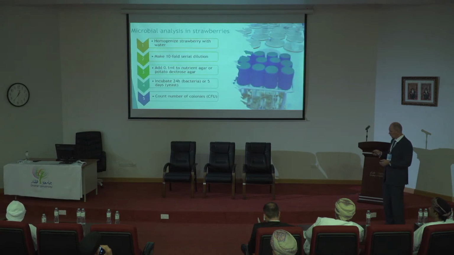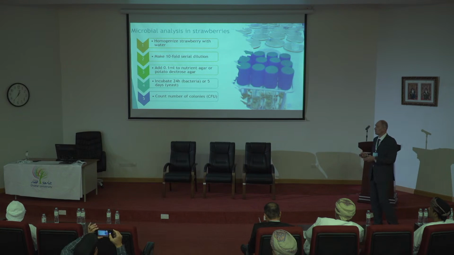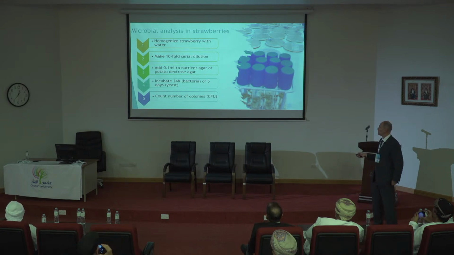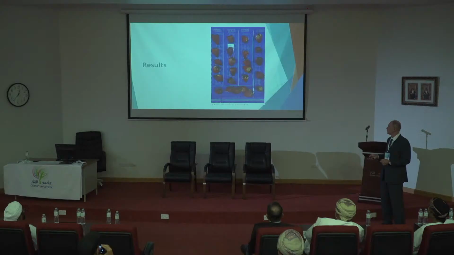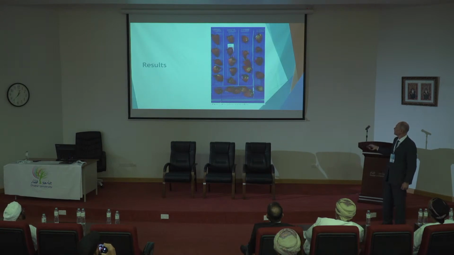For microbial analysis, we simply do serial dilution experiments, and we were looking for 2 types of microbes. For bacteria, we use a nutrient agar, and for yeasts, we use potato dextrose agar. The results were presented as the number of colony-forming units after 24 hours in case of bacteria and 5 days in case of yeasts. So you can see the results. Not all strawberries survived the experiment. You see some of them became black, and some microbes are already growing on them.